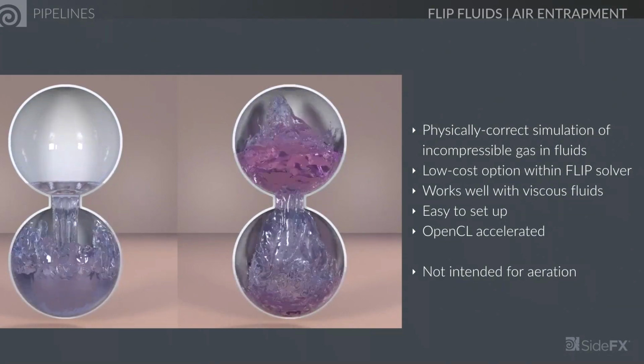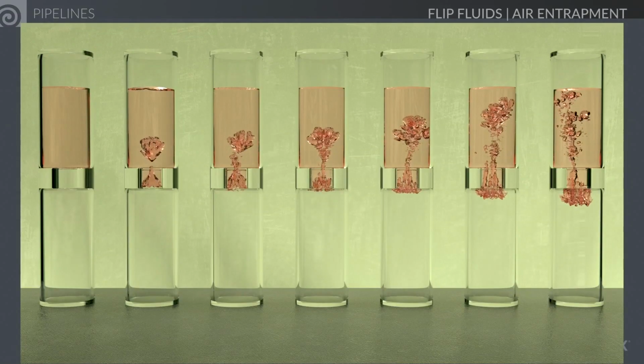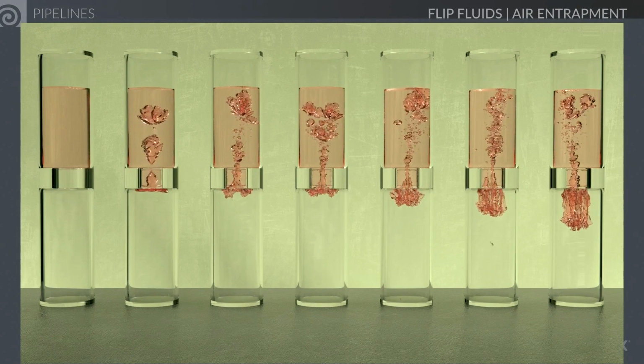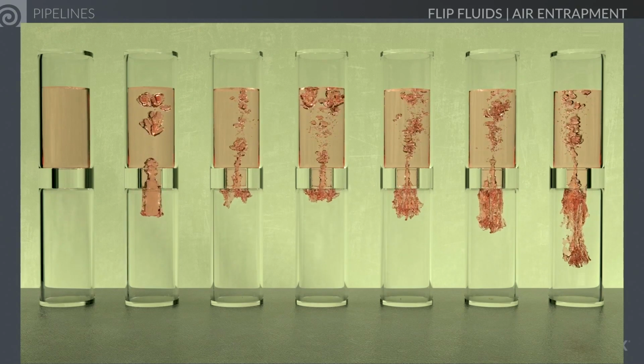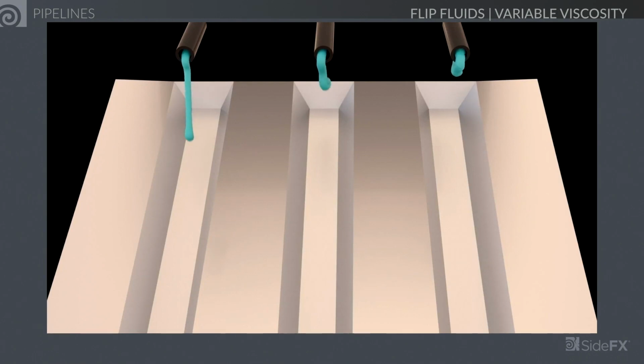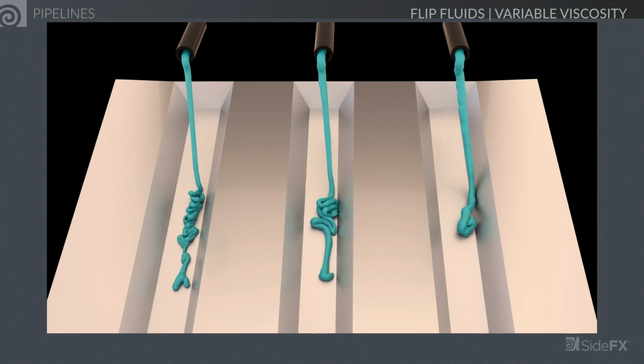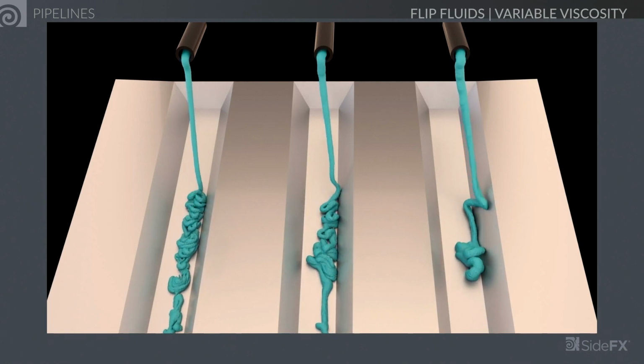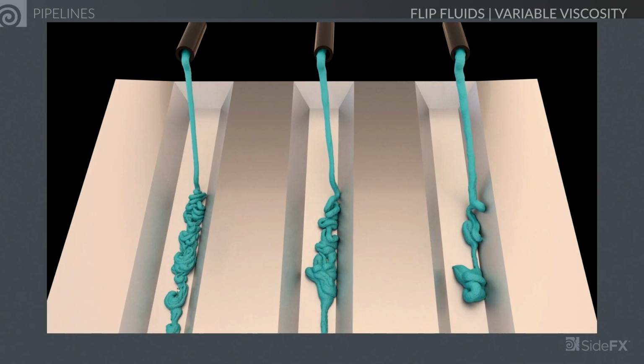It's a very fast, OpenCL accelerated solver, and you can do such things as pouring liquid. So if I had to pour some liquids into a tank of water, you can do that as well. And also we have air entrapment and viscosity, so this is combining both. Just showing you some of the capabilities that we have. And also variable viscosity. It's a very powerful tool inside of the flip solver.